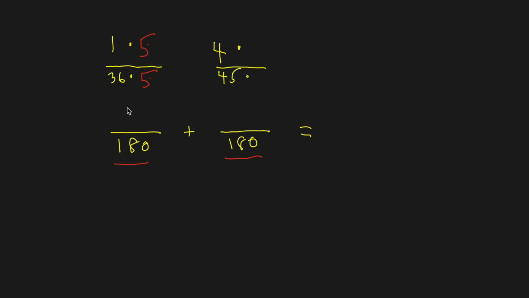We get 1 times 5, or 5. So 1 over 36 is the same as 5 over 180. Therefore, we must also multiply the top by 4, giving us 16. So 4 over 45 is the same as 16 over 180.